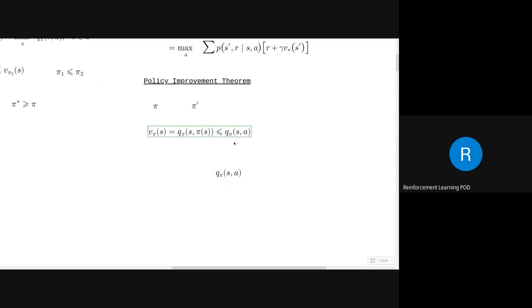So instead of choosing any random action, what we do is we choose the best possible action starting from state s and taking that action, and then following policy pi.